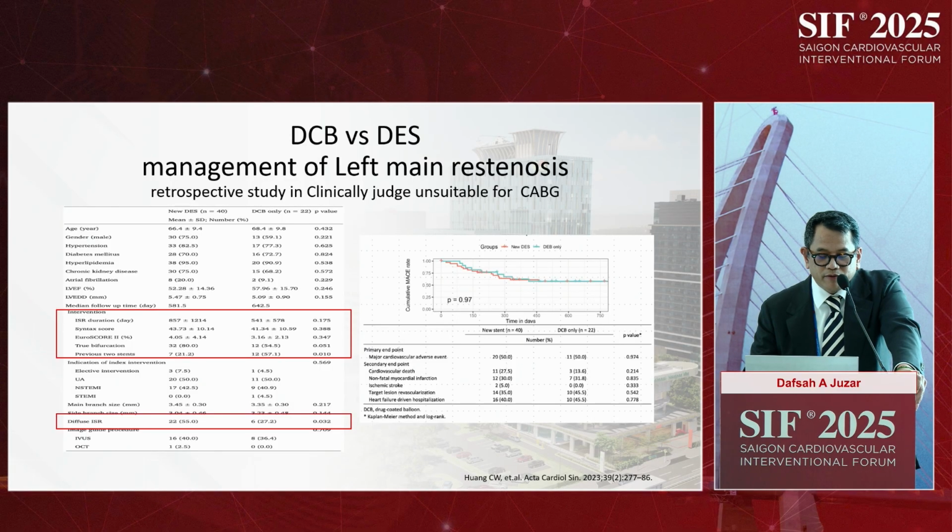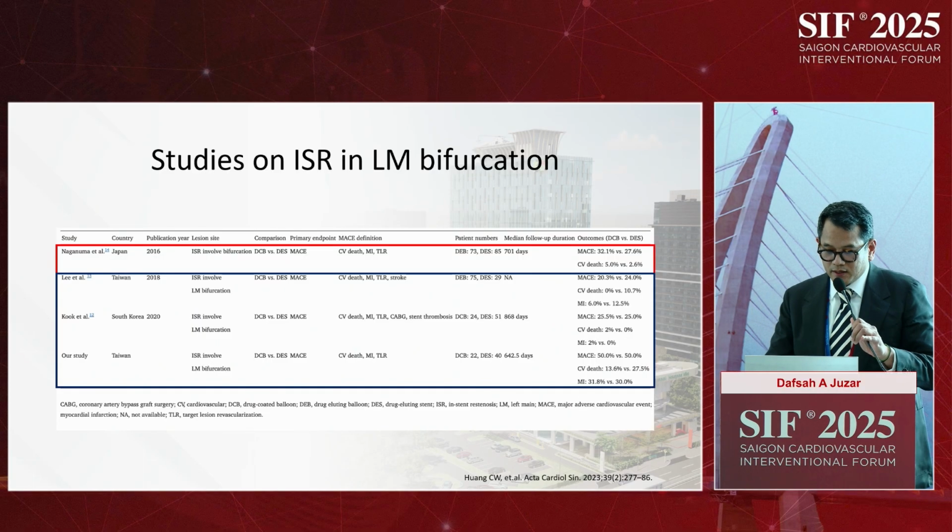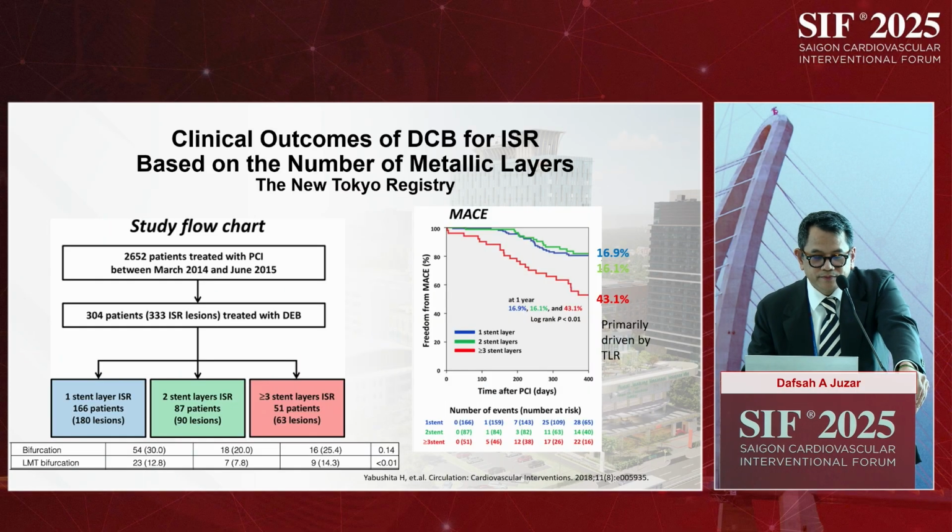But if you see the true bifurcation, I think almost half of them are true bifurcation. And then it's diffuse ISR for both DCB and also DES. And if you look at the other study from the left main bifurcation, most of them are retrospective studies. I think there's only one study that shows a better outcome with DES, but in the other three the DCB is actually better, although it's not significant.